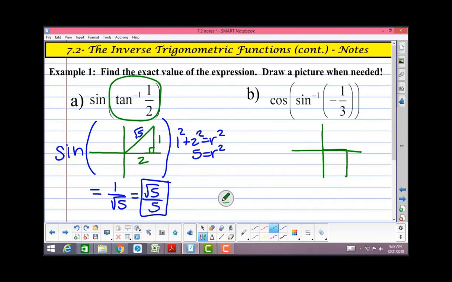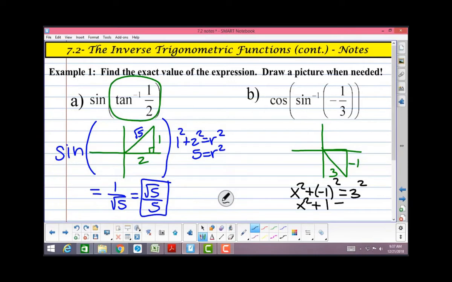So you want to draw a right triangle in the fourth quadrant. Sine is y over r. Because it goes down, I know the negative goes with the 1, and r is always positive. Then you use the Pythagorean theorem to find the corresponding x value, so I can eventually find the cosine of this same angle. So x squared plus negative 1 squared equals 3 squared.